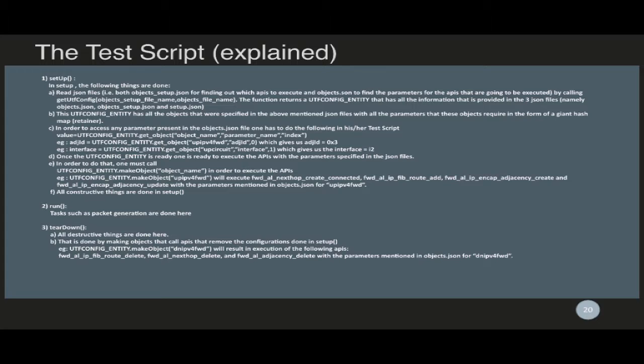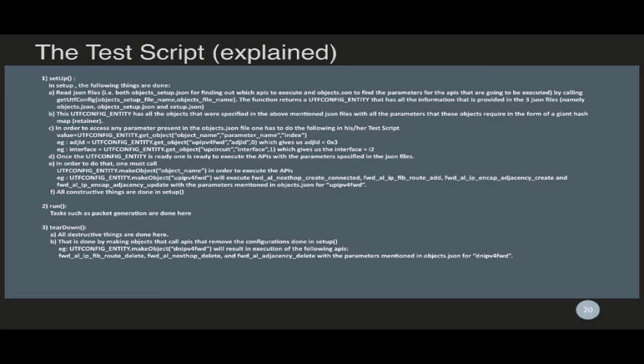Now, as I mentioned, there is a hash map, which you might or might not require for your test. But in order to access any parameter that is present in the objects.json file, such as your fib id, adjacency id, or whatever, if you just want a particular value that you have mentioned in your JSON file, all you have to do is call the get underscore object function for the UTF config entity with the object name, the parameter name, and the index. So with an example, this is how it looks.